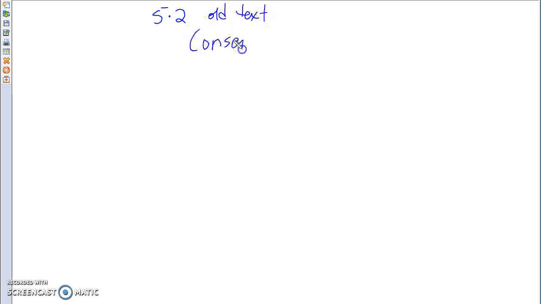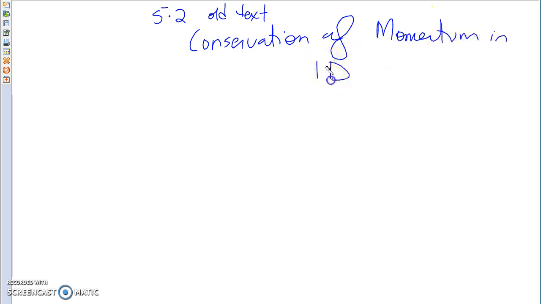Conservation of momentum in 1D. Okay. All right. So first things first, we're going to write down what the definition of conservation of momentum is. 1D, of course. You know, we're talking about linear momentum here. We're not talking about angular momentum or anything as such.